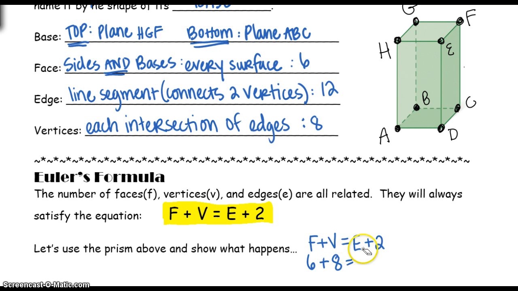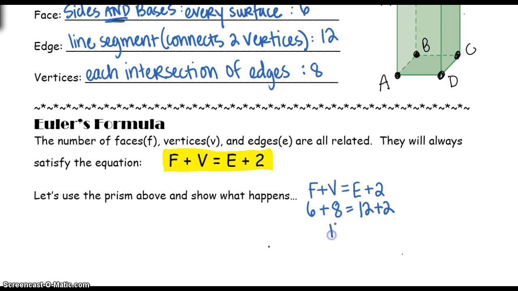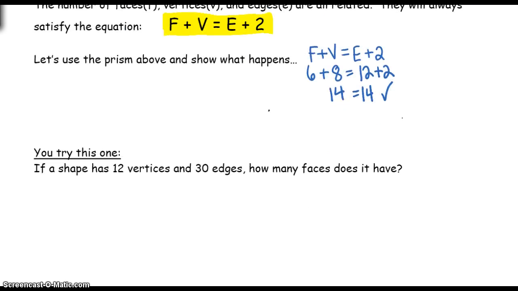Equals, how many edges does it have? Go to edge, I see 12. So 12 plus 2. So 6 plus 8 is 14, and 12 plus 2 is 14. So yay, the equation works. All right, let's use it down here.